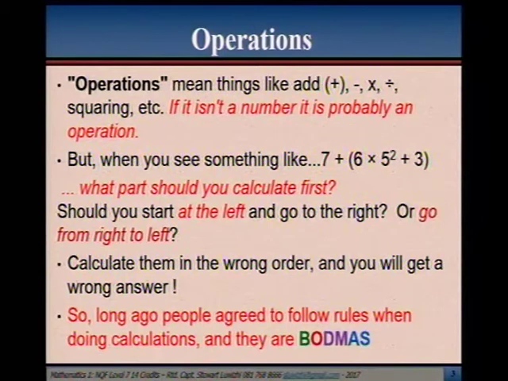Now, for example, if we see a problem like 7 plus, opening bracket, 6 multiplied by 5 squared plus 3, closing bracket, what does that mean to us? Which part of that problem do we start working on or solving? Should we start with 5 squared plus 3? No. If different people were to look at it, somebody from the middle, somebody from the left, somebody from the right, at the end of the day, we should get the same answer.